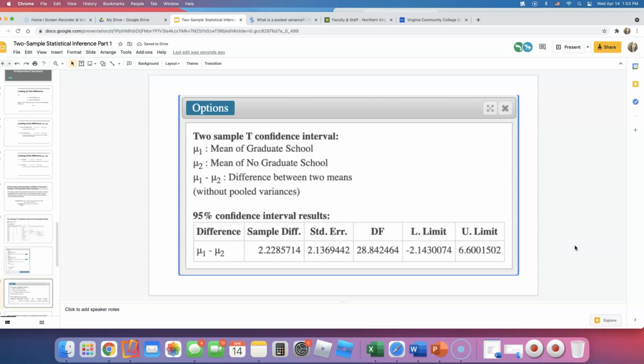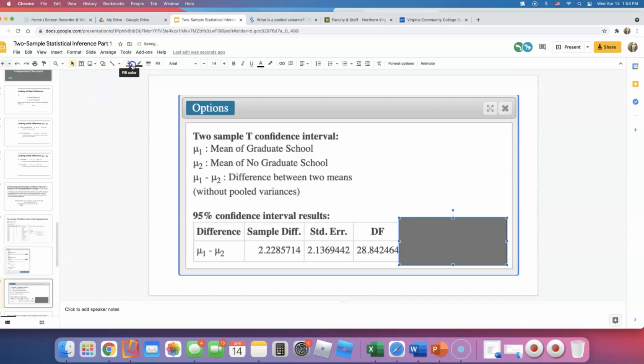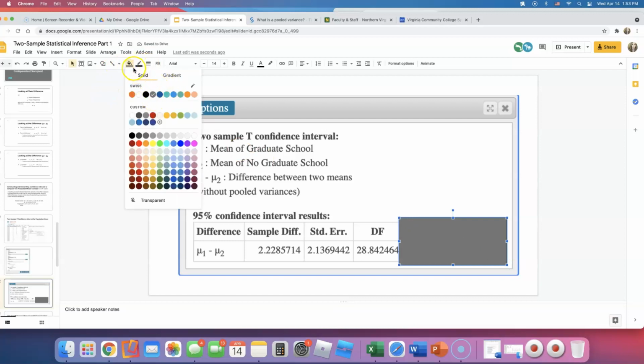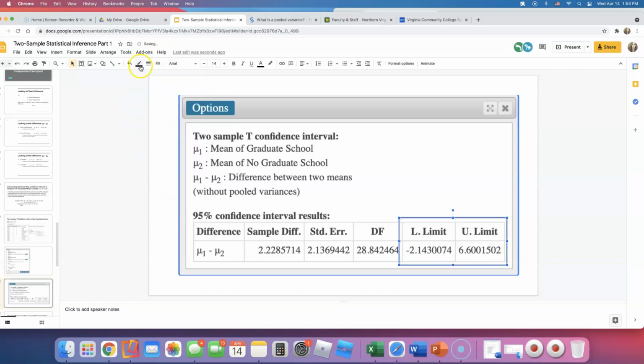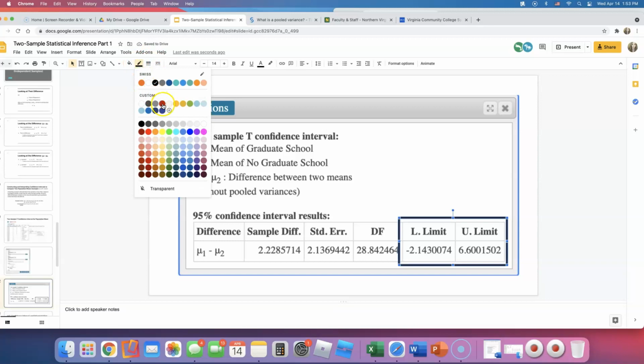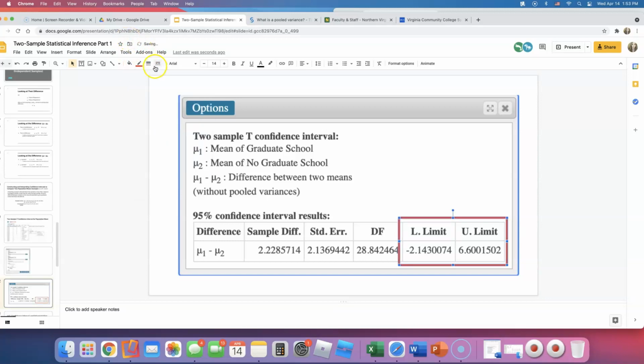So here I have the answer, the confidence interval. When you are looking at the confidence interval, you need to just look at the lower limit and the upper limit. So let me go ahead and draw a box around it. Okay, give me a second. I want the inside transparent. I want thick bars. I want them to be red so that it stands out. And maybe I'll make it dotted. Ta-da! So I want you to focus on that.